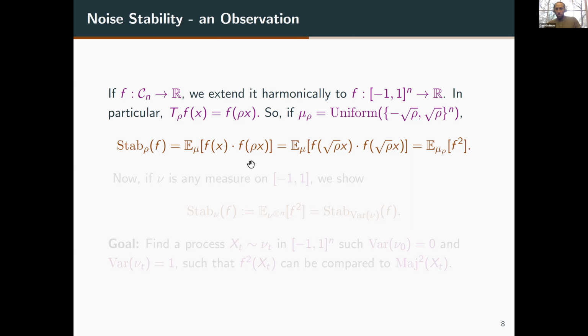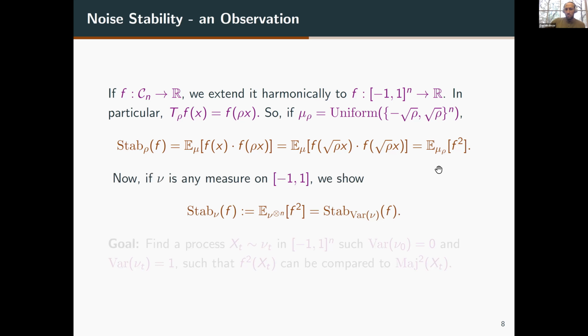Now, one fact about the noise operator is that it is self-adjoint. So instead of applying raw noise to one copy of f, you can apply square root rho to two copies of f, which is what we have here. But then we're basically just integrating f against itself, or rather the harmonic extension of f against itself, on a smaller hypercube, which is exactly dilated by a square root rho factor. Right? So we realize the noise stability of f as an L2 norm of f with respect to some other measure, which is not the uniform measure on the discrete hypercube, but on a dilated hypercube. So we can try to generalize that.